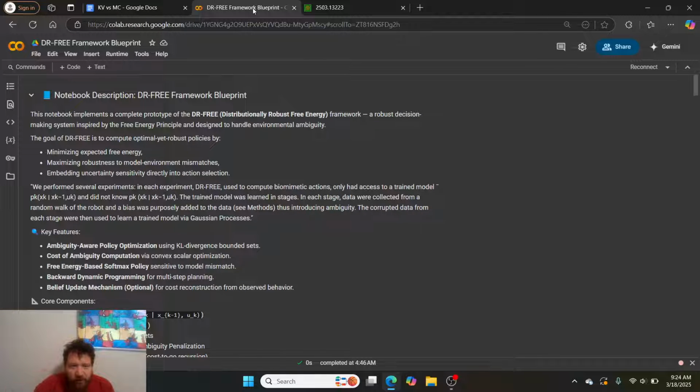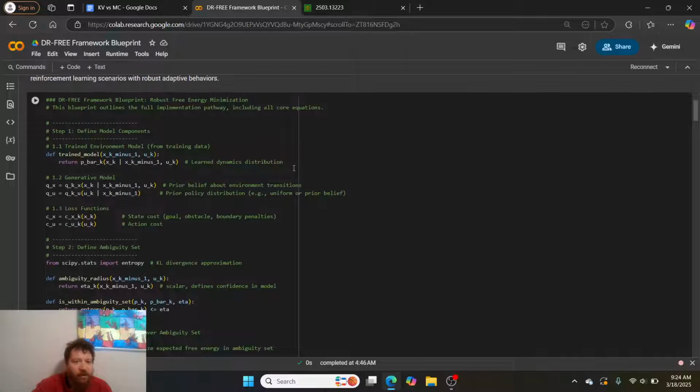What I like to do is prove it out. So here's the code for DR-free. This notebook implements a complete prototype of the DR-free method, a robust decision-making system inspired by the free energy principle and designed to handle environmental ambiguity. You can look through all of the features it offers. The very first thing that I do is flat out reverse engineer the full math and how that would look as a protocol model within the notebook here.